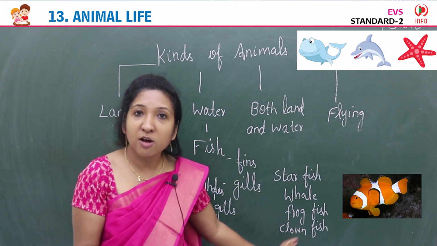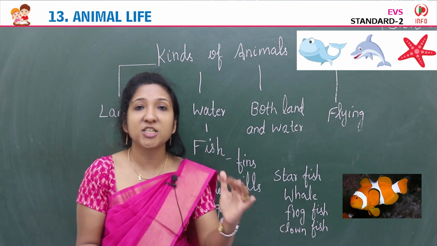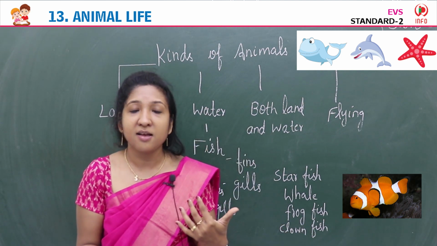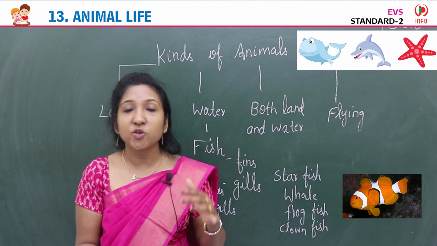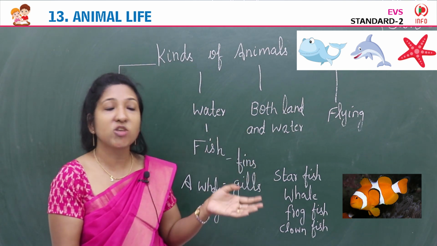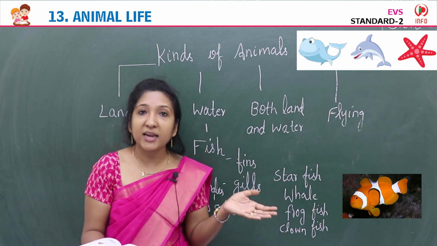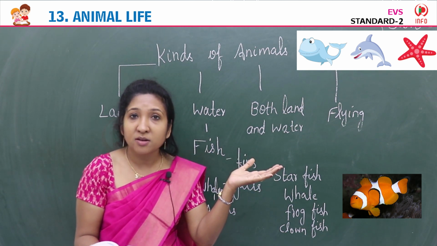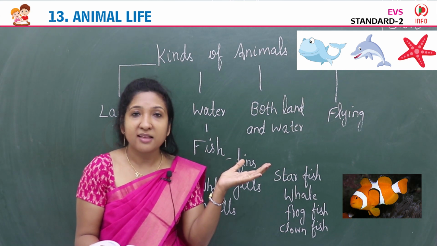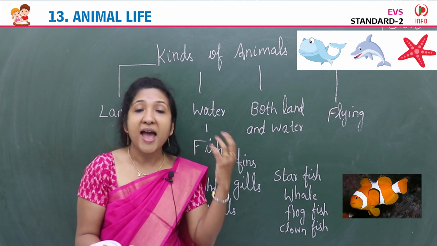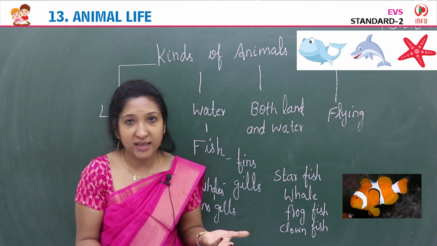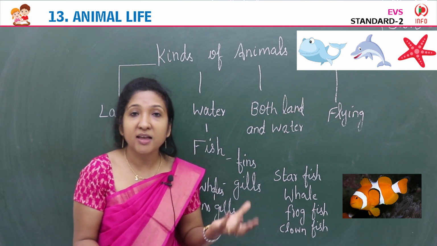Same, this fish also, clownfish. That's why the fish is named clownfish. The fish has different colors on the body, we can see that. Okay, it's clownfish. You can see the image here. Starfish, whale, frogfish, then clownfish. See the images? Yes, so these are the animals that live in water. Water animals we say.